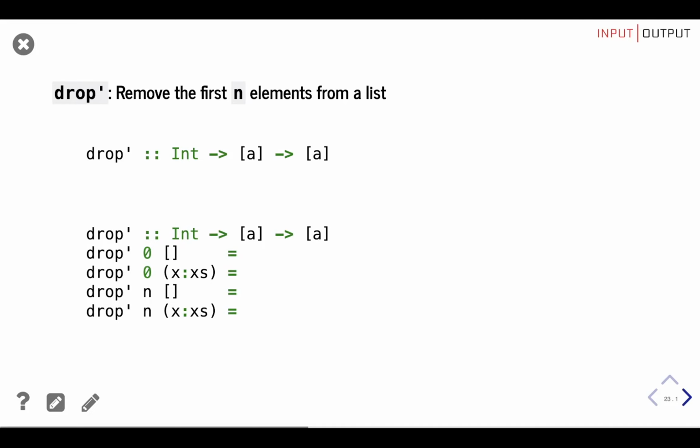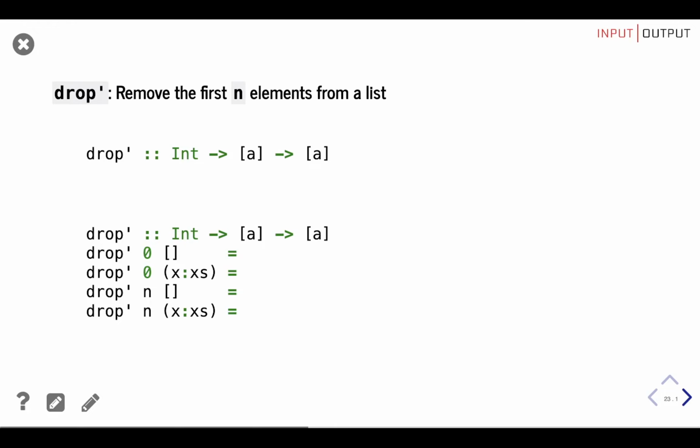As you can see, there are more things to take into account, but it isn't necessarily more difficult. Let's think about each case individually. In the first case, if we drop 0 elements from an empty list, it makes sense that the result will be an empty list. In the second case, if we drop 0 elements from a non-empty list, we return the same exact list. And in the third case, if we drop n elements from an empty list, we can return either an error or an empty list.